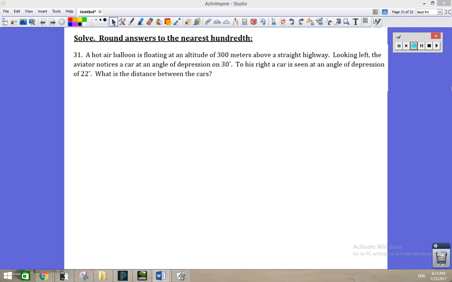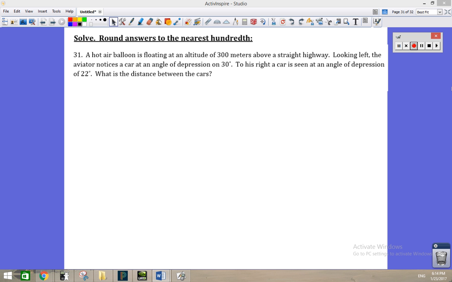So let's take a look at this last application problem in preparation for our upcoming test. A hot air balloon is floating at an altitude of 300 meters above a straight highway. Looking left, the aviator notices a car at an angle of depression of 30 degrees. That should say "of 30 degrees," not "on 30 degrees."